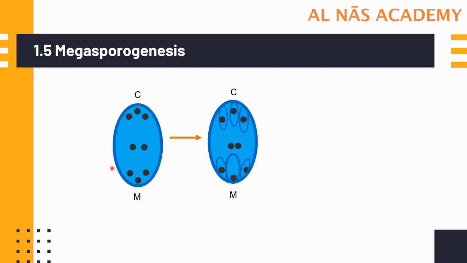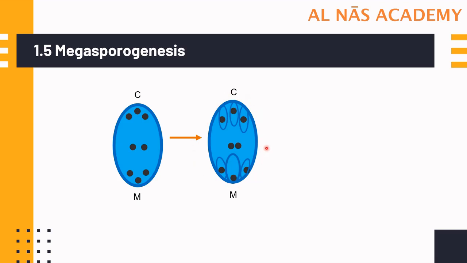The megaspore has enlarged and 3 nuclei move towards the chalaza end and 3 move towards the micropyle, 2 at the center. Now cytokinesis will take place around the nuclei which are there towards the chalaza end and towards the micropyle end. So a total of 6 cells will be formed. So 1, 2, 3, 4, 5, 6. So these are the 6 cells which are formed, and one bigger cell.